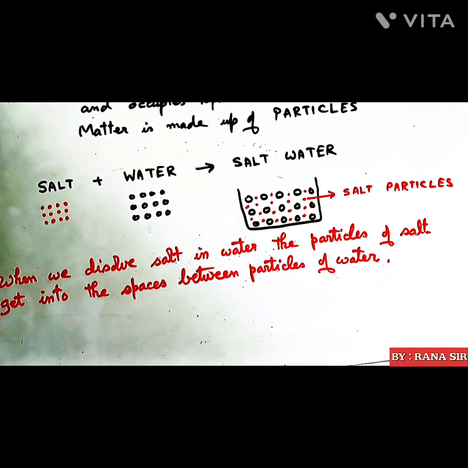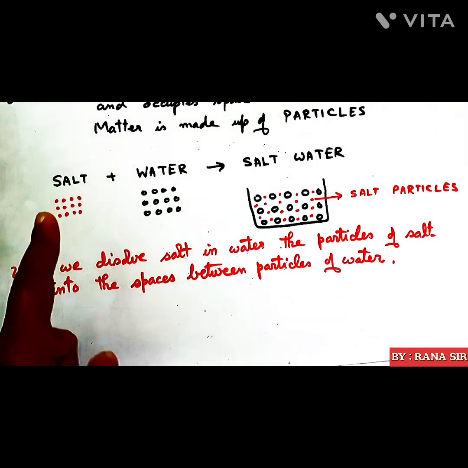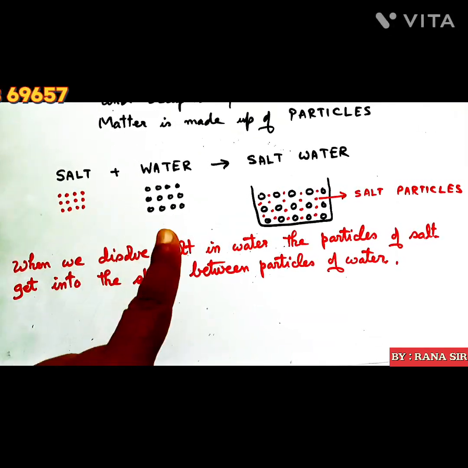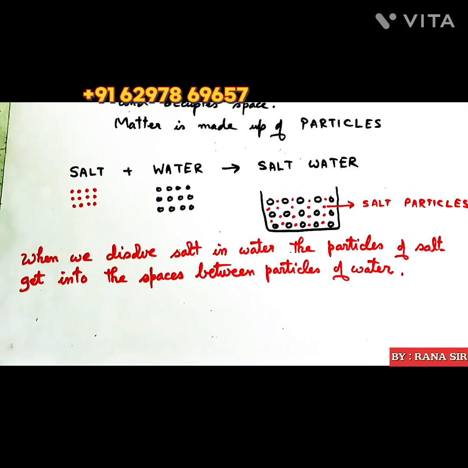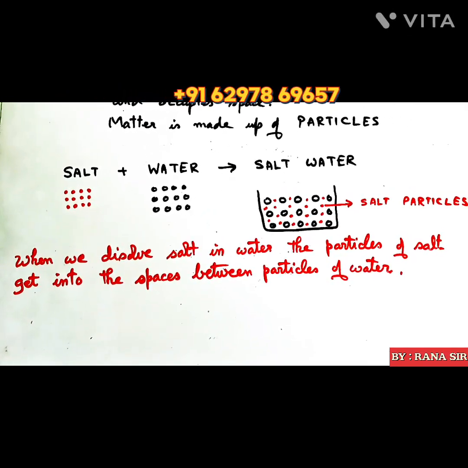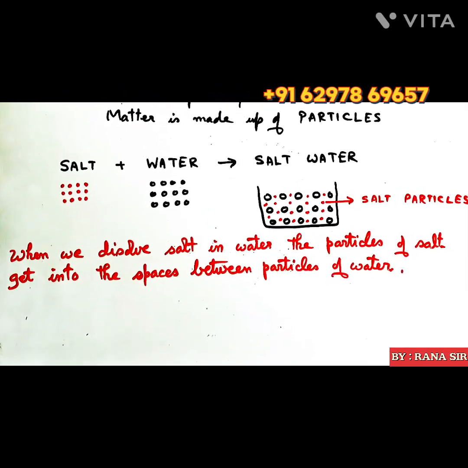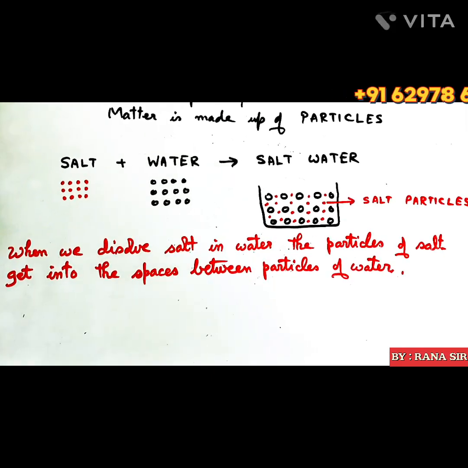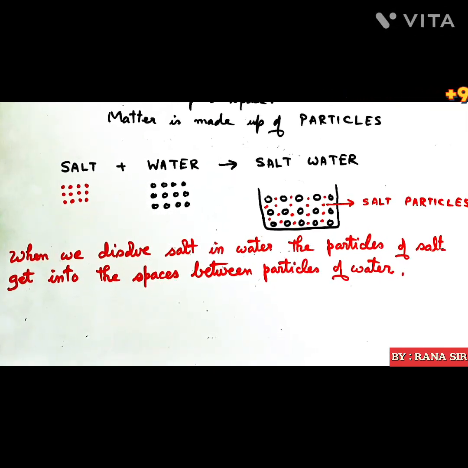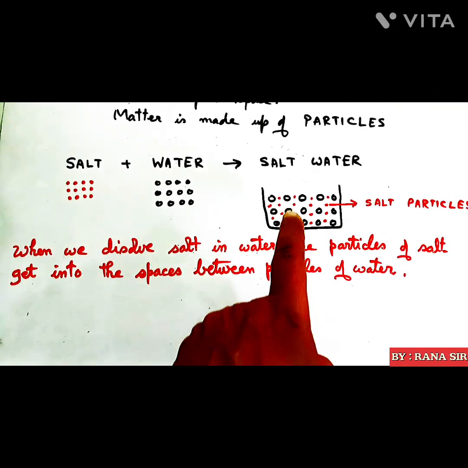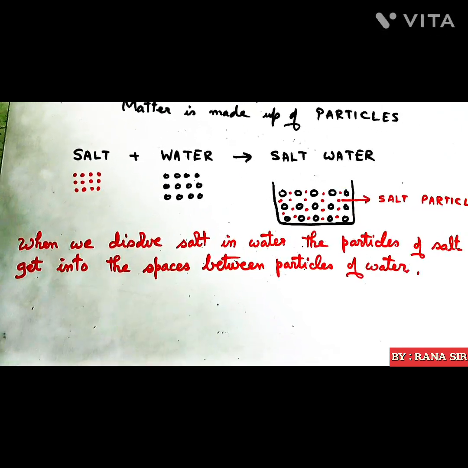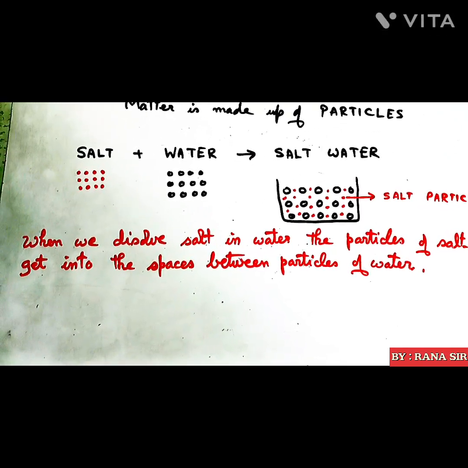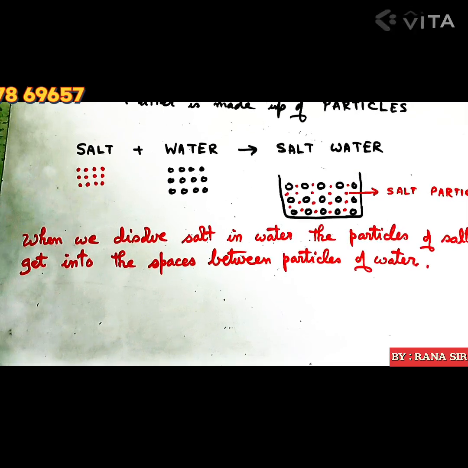So, here in the diagram, we can clearly see these are salt particles, these are water particles. When we mix both of them, salt water is formed in which the salt particles exist between the spaces of the water particles. So when we dissolve salt in water, the particles of salt get into the spaces between the particles of water.